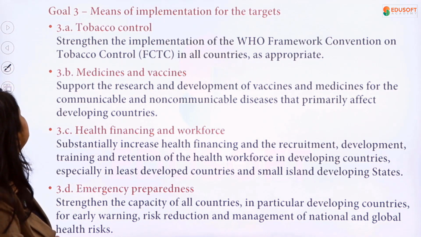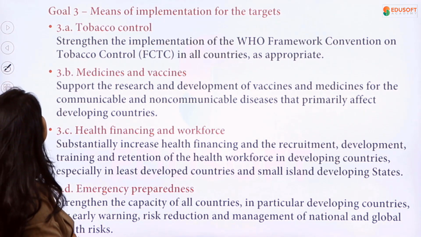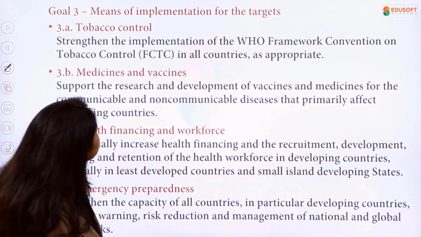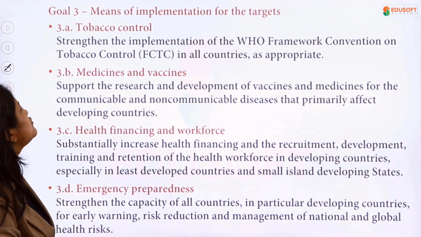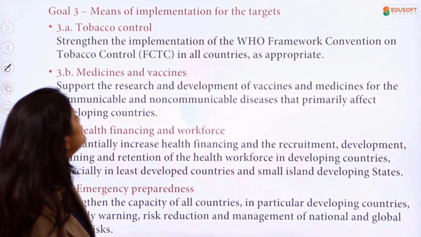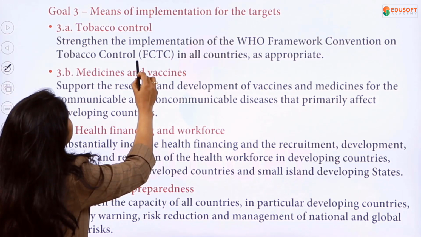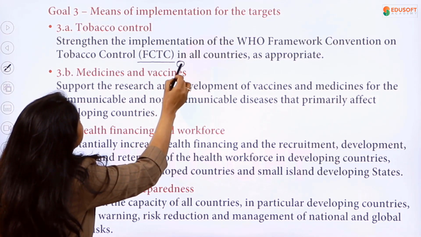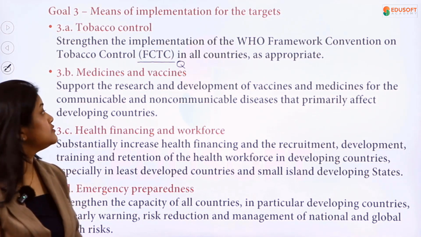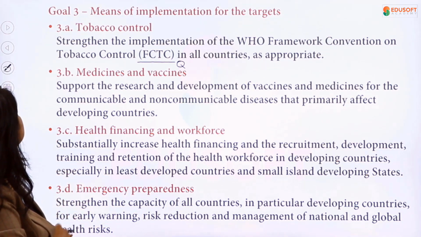That is, target 3.A says tobacco control. So what it says is strengthen the implementation of the WHO Framework Convention on Tobacco Control in all the countries as appropriate. That is FCTC for tobacco control. So this is yet another important question. FCTC is related to tobacco control, that is Framework Convention on Tobacco Control.